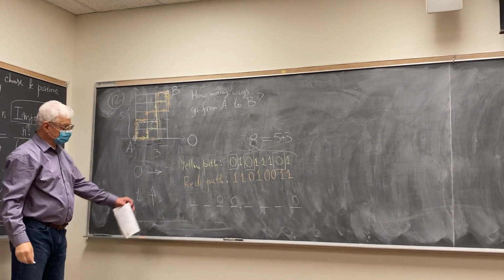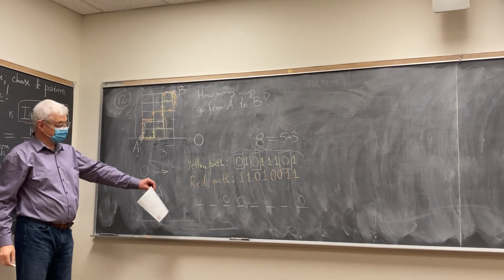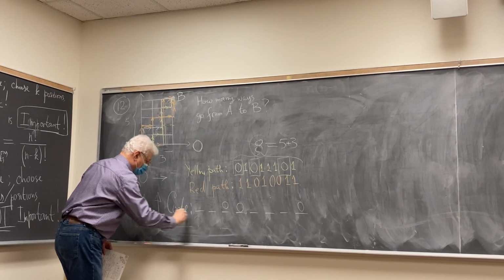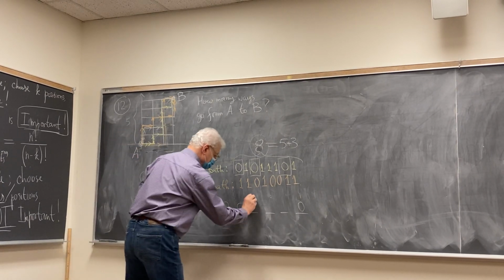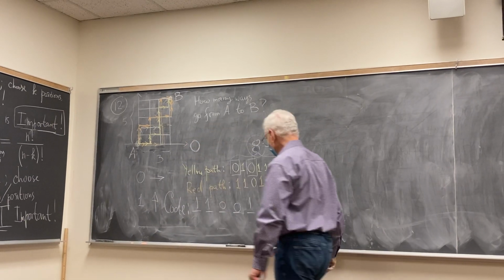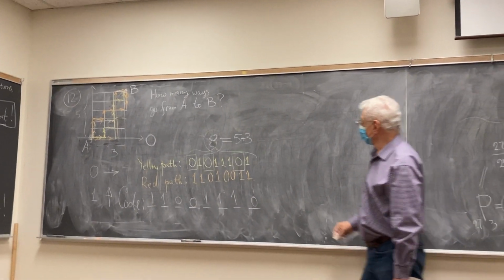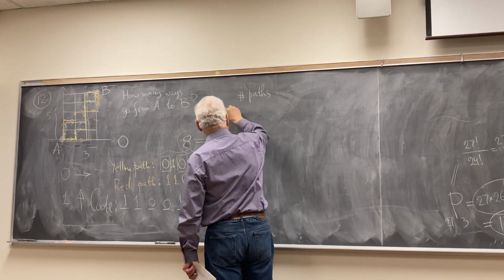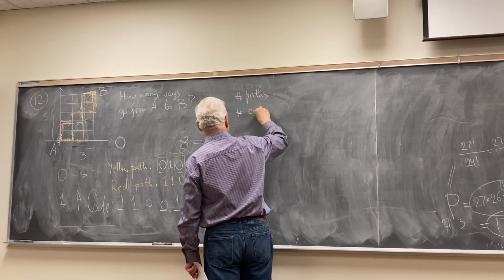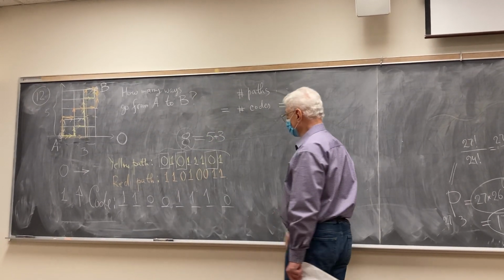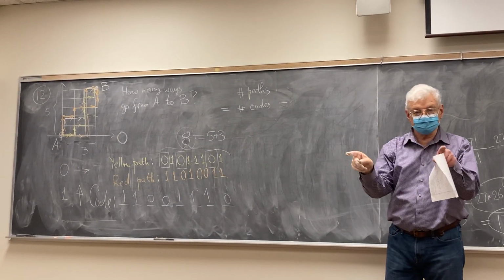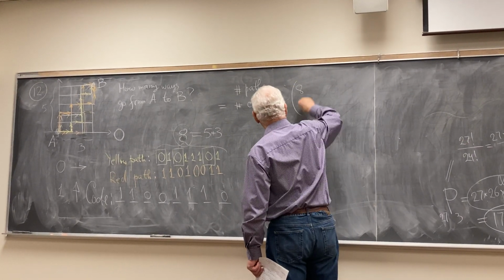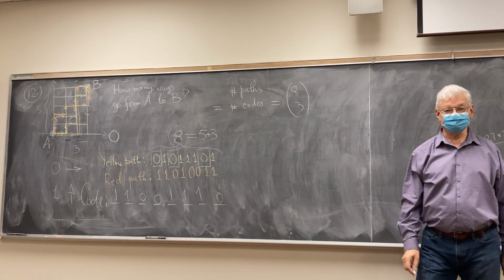Got it? So therefore we have a one-to-one correspondence between the codes and the paths. So the number of paths equals the number of codes, which equals what we have to do. We have to put zeros at 3 places out of 8. And that will be that. That's it. H is 3.